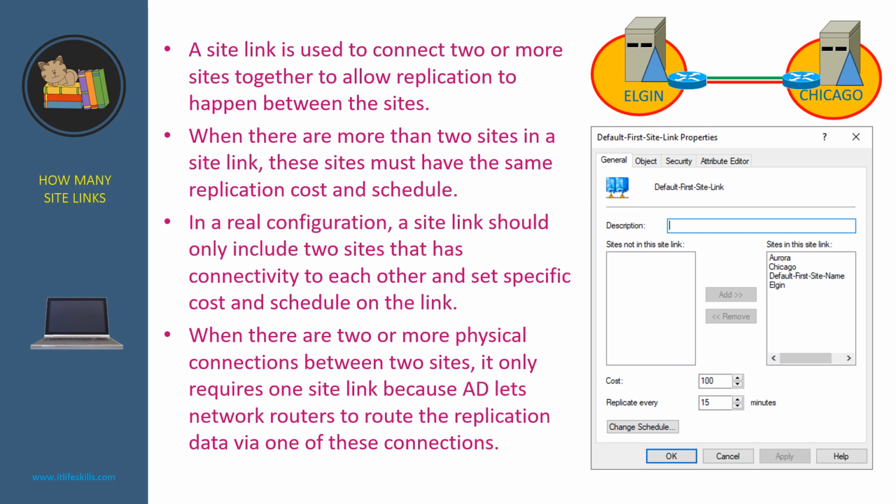When there are two or more physical connections between two sites, it only requires one site link because Active Directory lets network routers route the replication data via one of these connections. So as you can see, between Elgin and Chicago, we have two physical connections, but we only need to configure one site link because Active Directory will rely on the network routers to replicate the data between Elgin and Chicago.